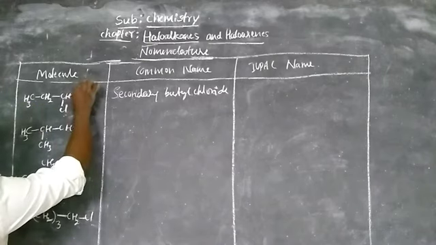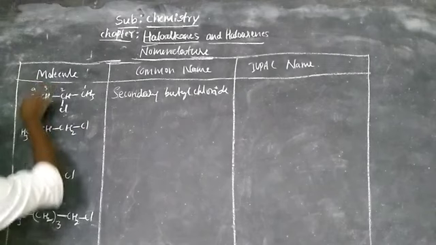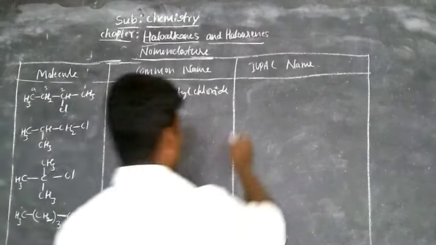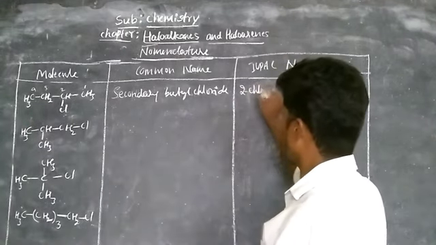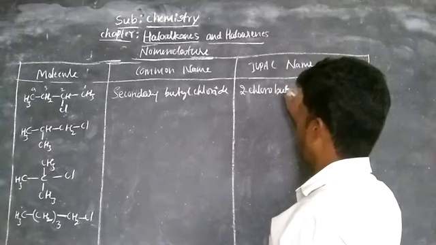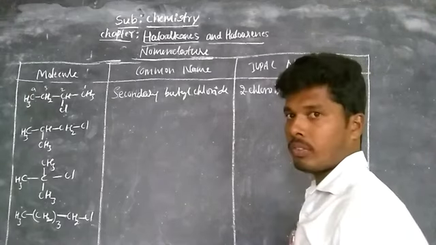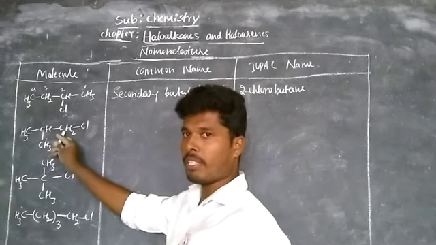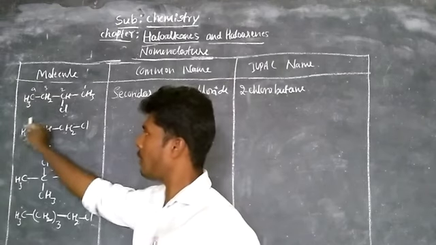And for IUPAC nomenclature, 1, 2, 3, 4. Here only the chlorine gets the lowest priority. So 2-chlorobutane is the IUPAC name. 2-chlorobutane.